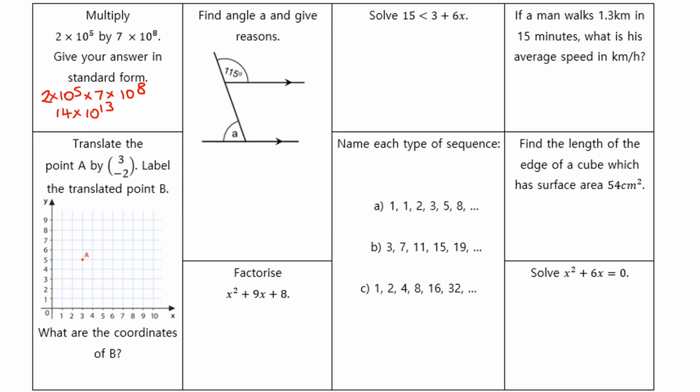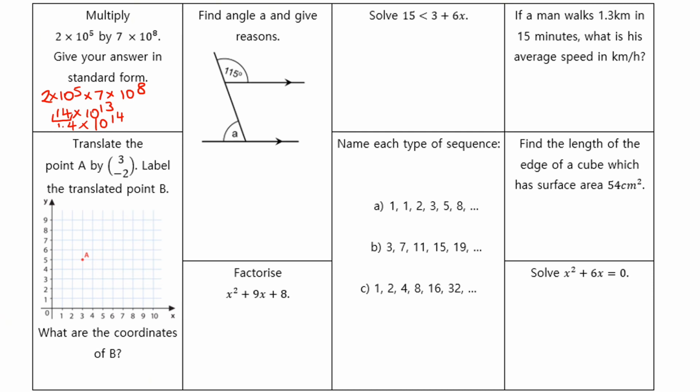But we need to remember that this term here is going to be in between 1 and 10. So in order for us to make that in between 1 and 10, it's going to be 1.4, which adds another power to your number, so that's going to be 10 to the power of 14.